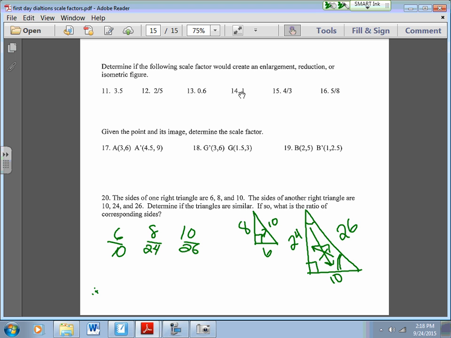Now, I don't know if it's a reduction or enlargement right now. If those 3 numbers are not the same, they all 3 have to be the same. If they're not, then those 2 triangles are not similar. What do you get when you get 6 divided by 10? All right, how about 8 divided by 24? What do you get with that? 0.3333? Like that? All right, how about 10 divided by 26?